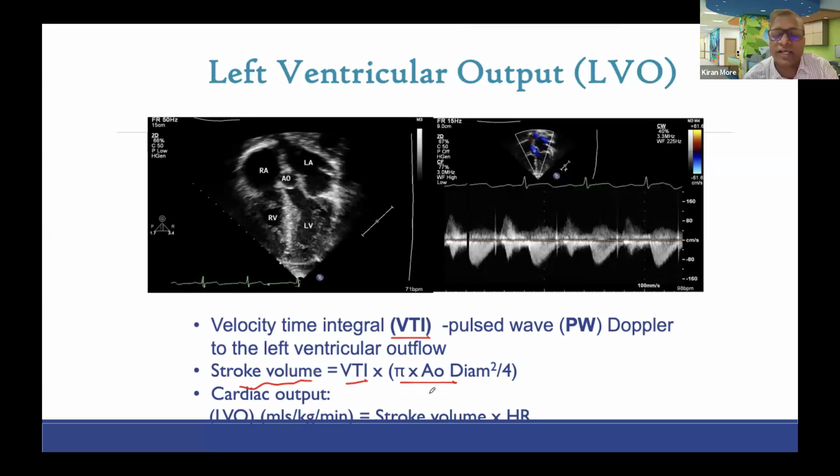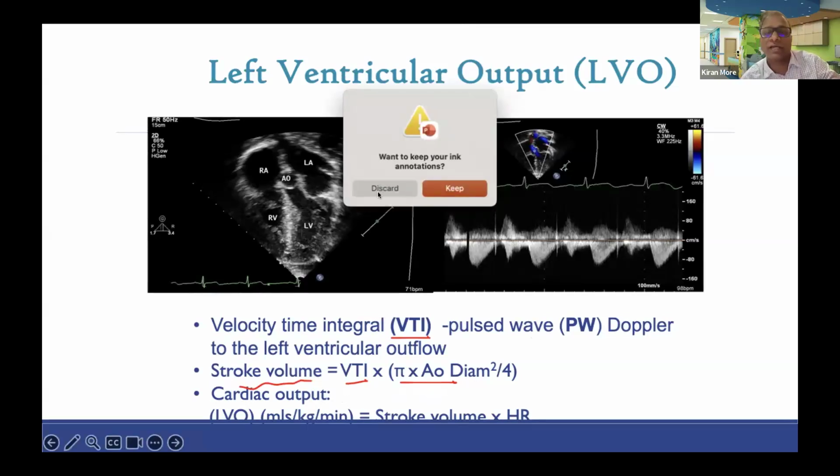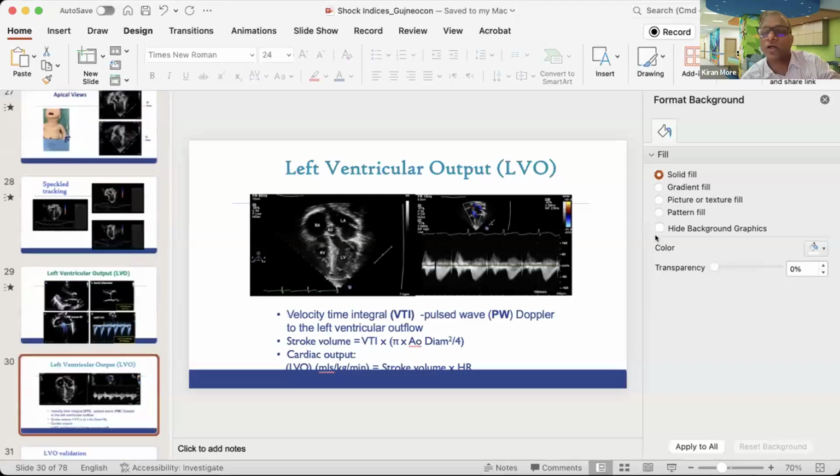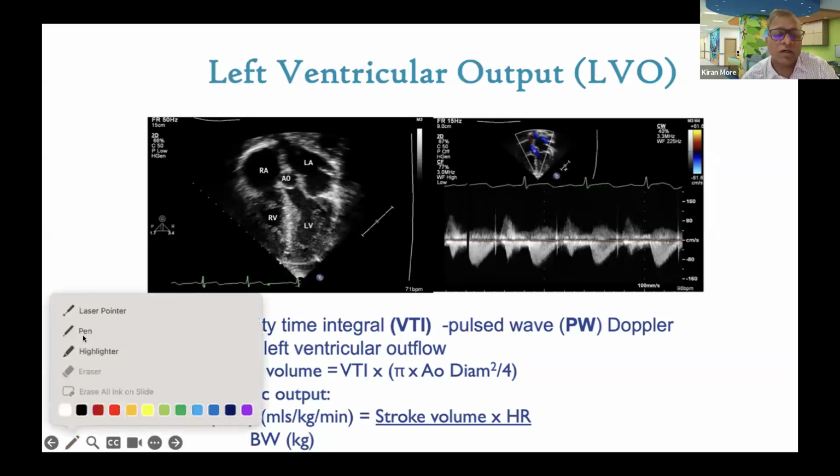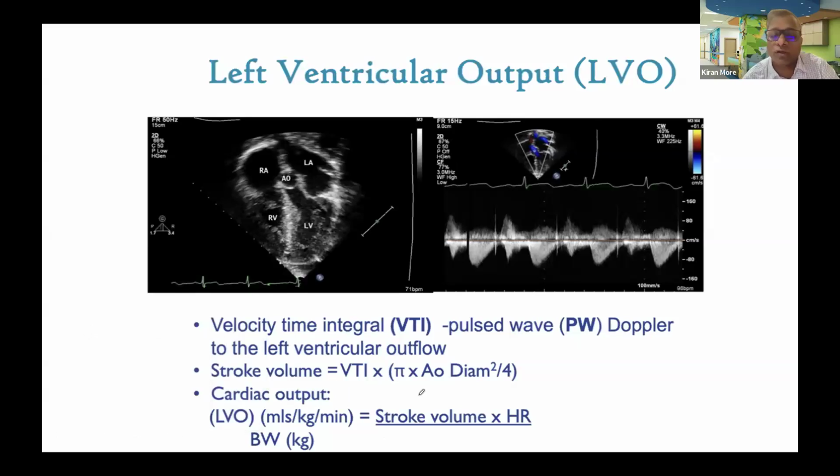So to calculate the cardiac output, basically you apply the formula, stroke volume times heart rate, because this was per beat, you multiply that by heart rate and then divide it by birth weight. Okay. This is the one. So birth weight is here. And that will give you left ventricle output in terms of mL per kg per minute. Easy. So that's how LVO is calculated.